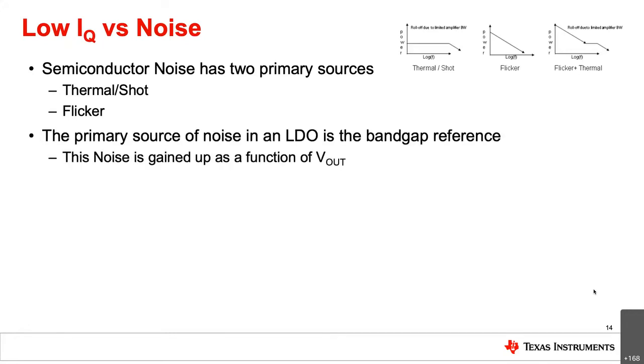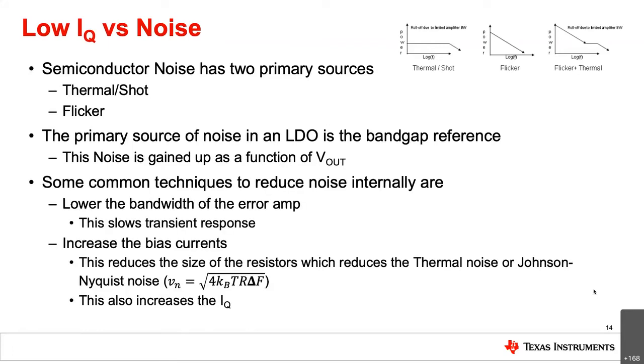For LDOs, we primarily see the bandgap reference as the primary source of noise. This can actually be gained up as a function of Vout as well. So now that we understand some basic sources of noise, there are also some design techniques to reduce this internal noise. We can lower the bandwidth of the amplifier, and we can also increase the bias currents. Now, this in turn will also reduce the size of the resistors and then reduce the thermal noise based off of the Johnson-Nyquist equation on the screen.